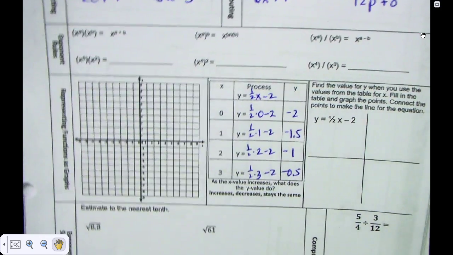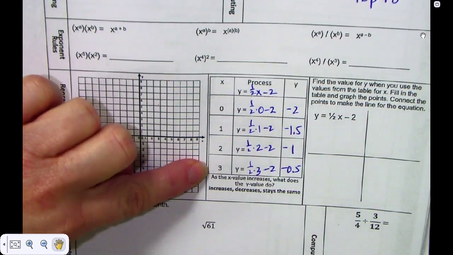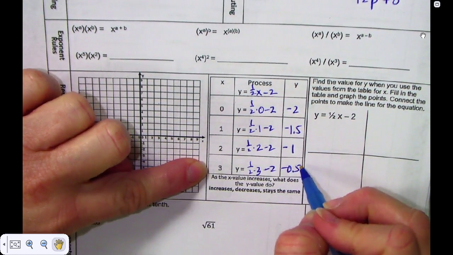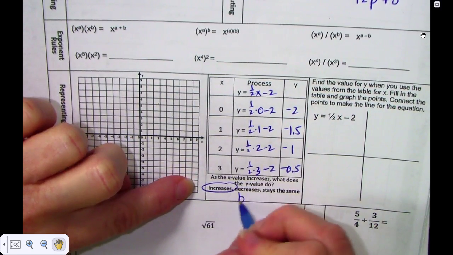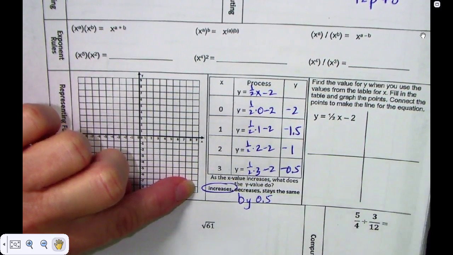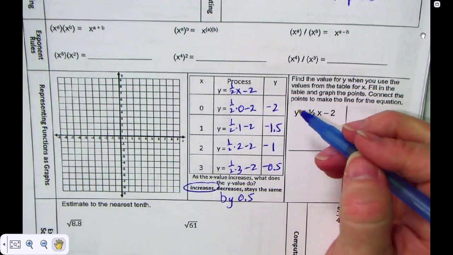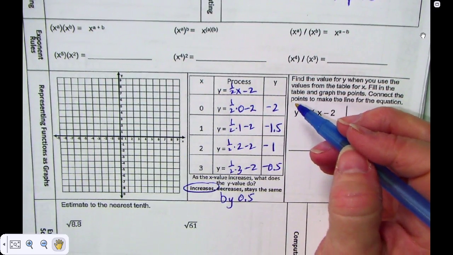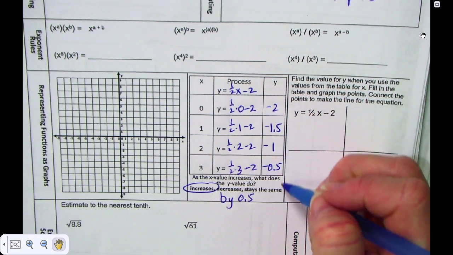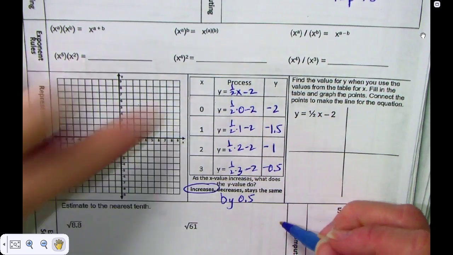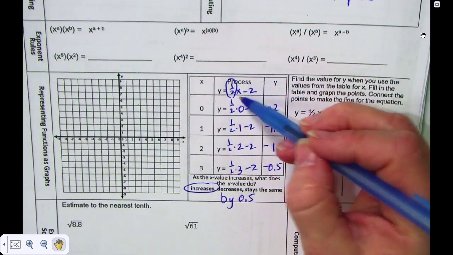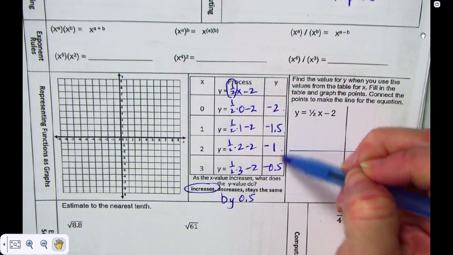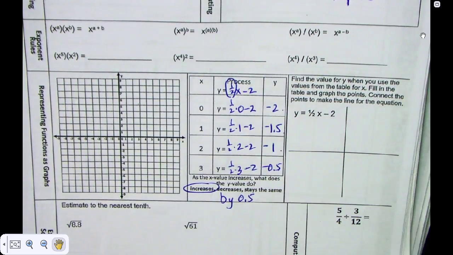Okay, so what happened? As the x went up 1, what happened to these numbers? It increased by 0.5 or a half. Right? If you go from -2 to -1.5, you're going up to 0. We're on our way to 0, people. Since this went up 1, guys, I knew that it was going to go up a half every time. Because a half is what?